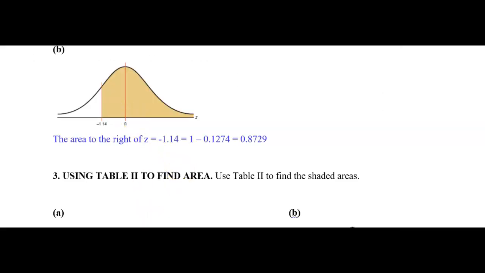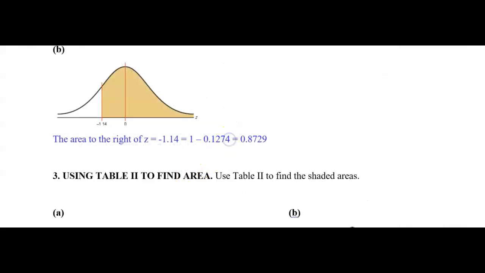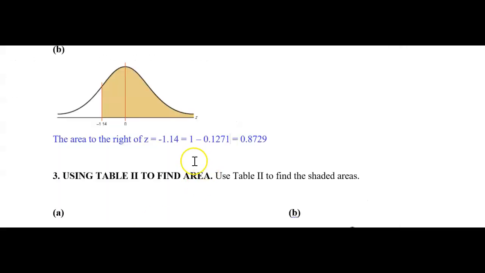Oh, did I count it wrong? Negative 1.14. Negative 1.10, 1, 2, 3, 4. 0.1271, right? So I have an answer here. Negative 1.14. Let me double check, right? It's good to make a few mistakes so you see the correction. Negative 1.10, 1, 2, 3, 4, 0.1271, right? But remember, that is this area here that's unshaded.